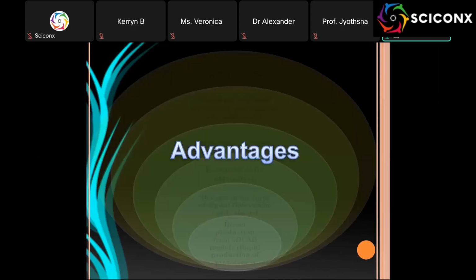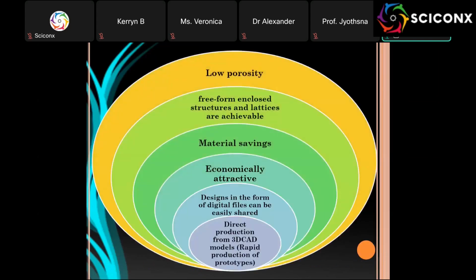So this three-dimensional technique has various advantages. One of the most important advantages is that there is material saving. There is no wastage of material in this technique because it is an additive manufacturing form of three-dimensional printing. The material also has low porosity. It is free from enclosed structures and lattices are also achievable. And it is one of the economical types of approach.